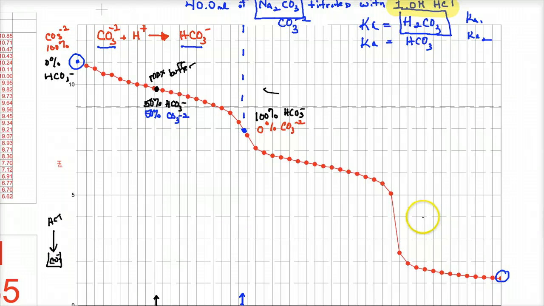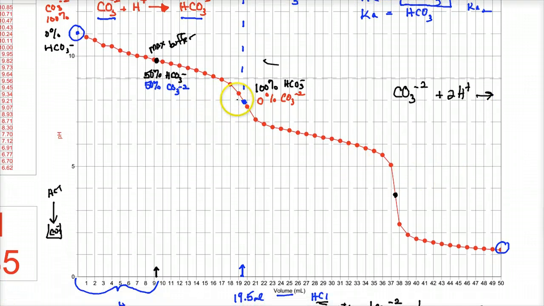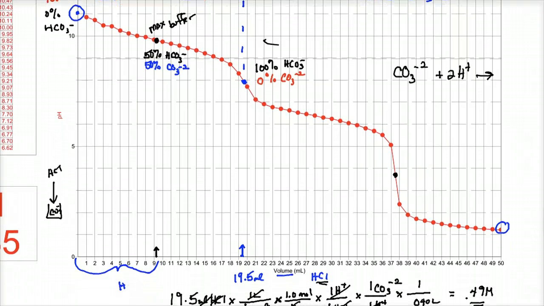Now you may say, Mr. Grodsky, what if I did the second equivalence point? Doesn't CO3 2- gain 2 protons? Absolutely. So wouldn't it need twice the volume? If this is 19.5, this should be twice the volume to get to this point. Well, if you're using twice the volume, you're going to have twice the number of moles being added, and because every one CO3 2- requires 2 H's, you'd have to take those moles and divide by 2.